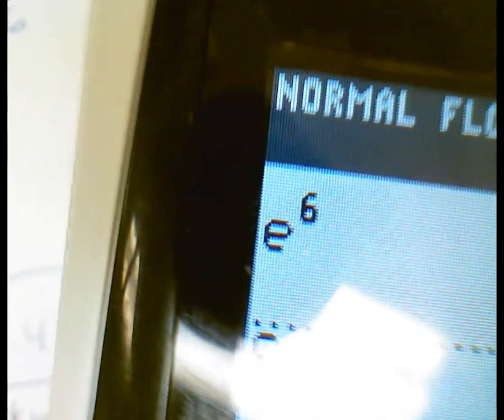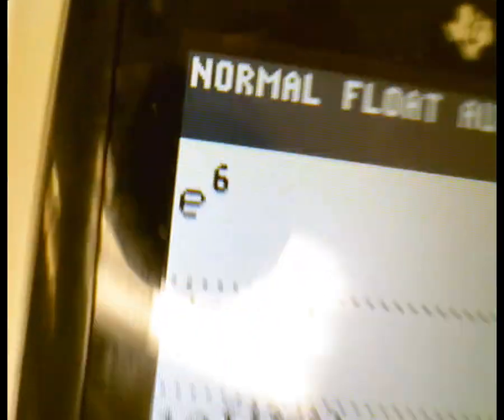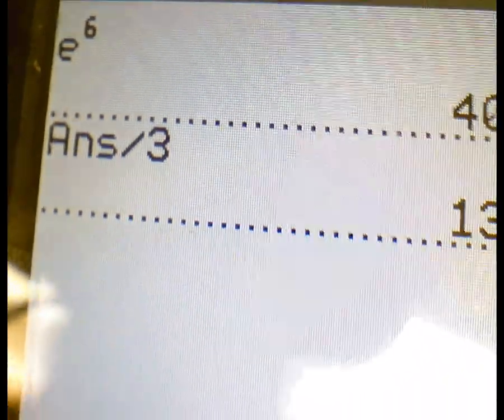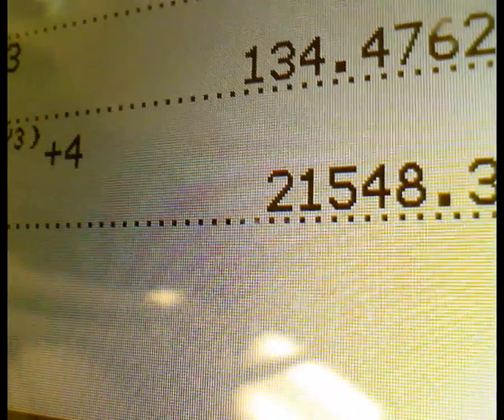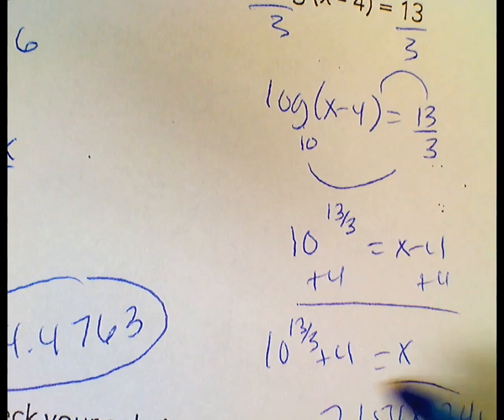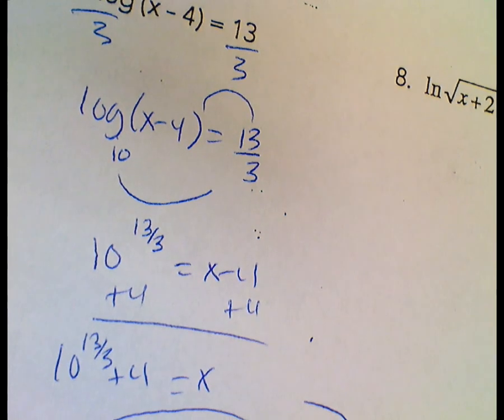So we're going to go 10 raised to the 13/3. Let's do parentheses, 13 divided by 3, plus 4. So it looks like that. Equals 21,548.3469. That's okay.